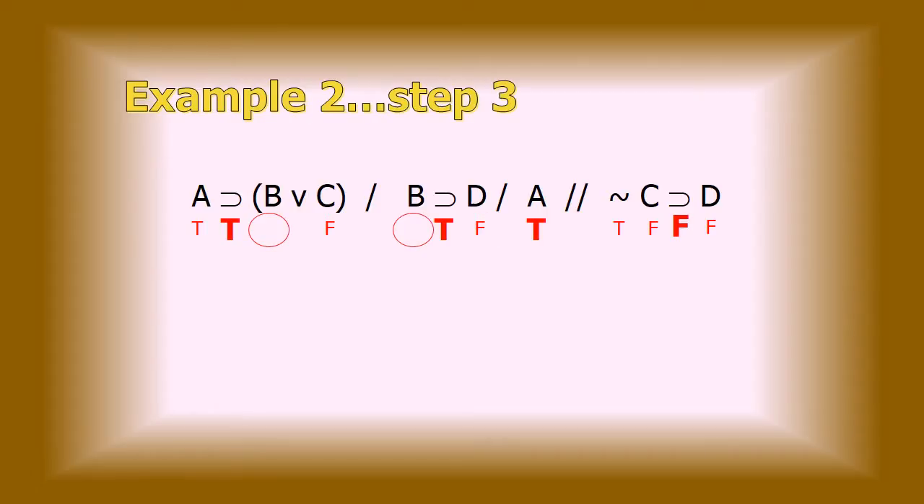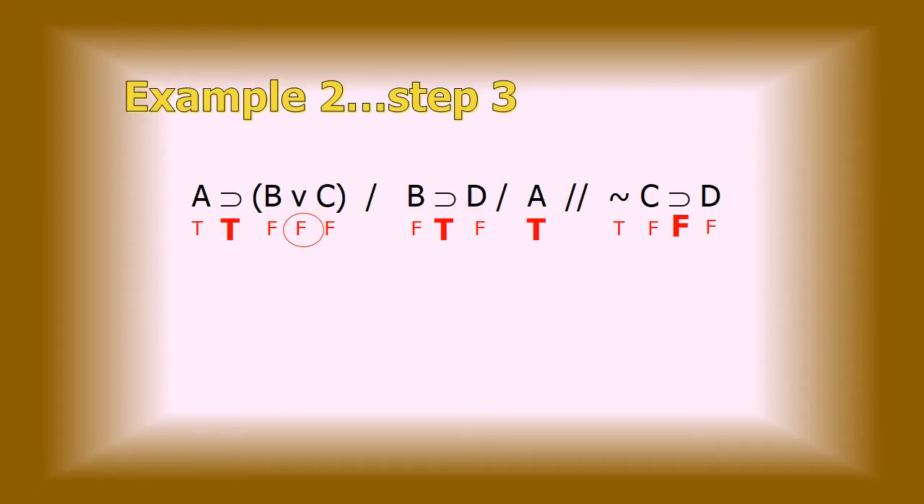And finally, what are we going to put under B? Well, we're trying to make the second premise true. B implies D. So that tells you that we need to make B false. If we made it true, that would make that premise false. Having done it there, I have to do it here. And that gives me something for the wedge.